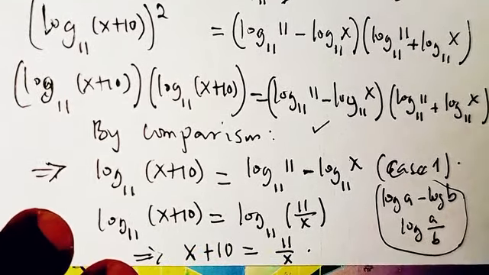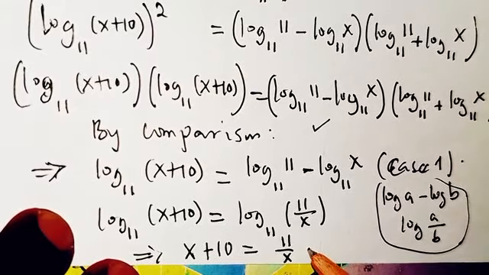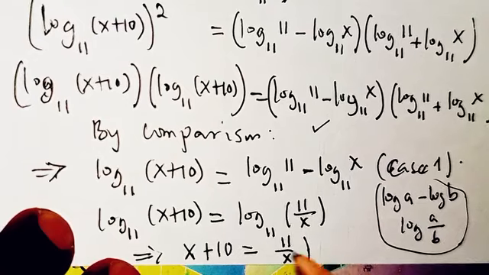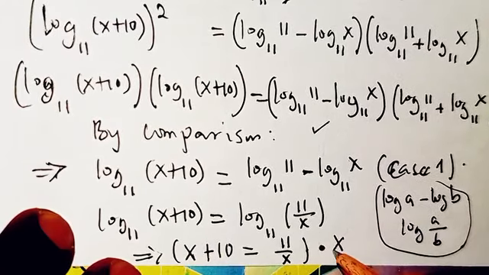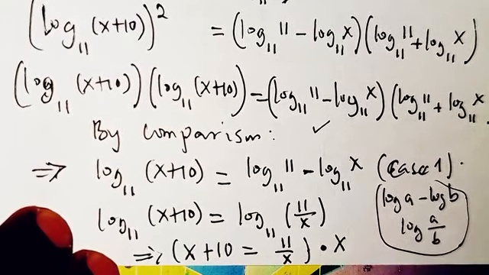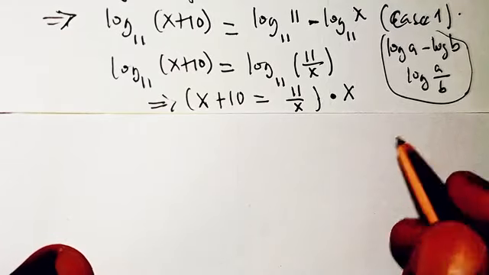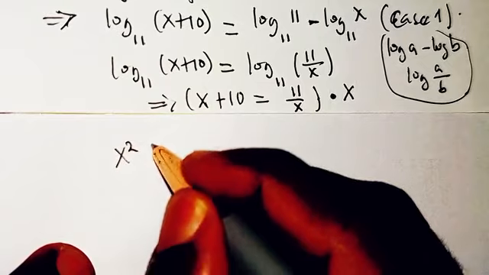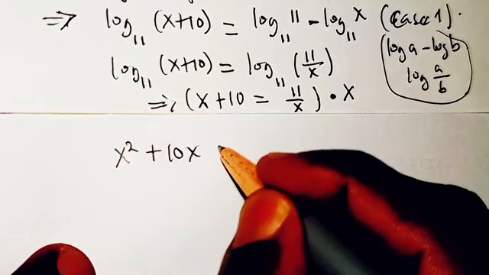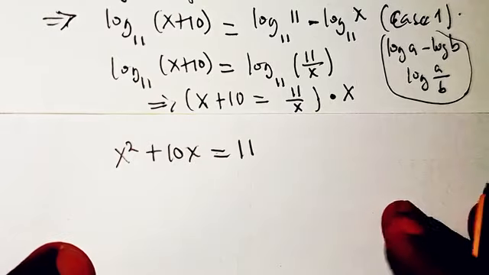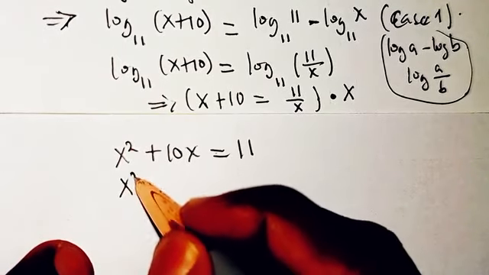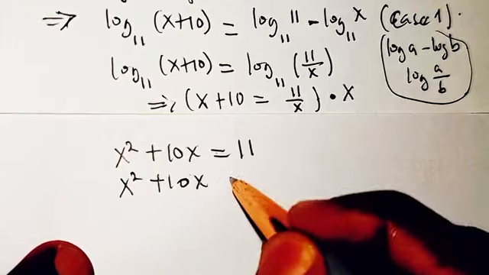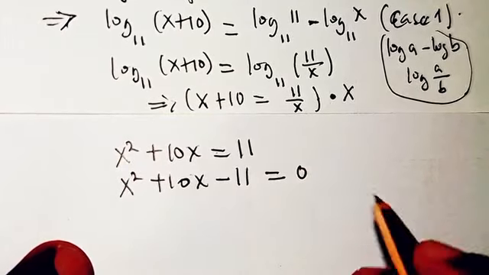So we are going to what? We are going to solve this by multiplying everything by what? By x to clear the fraction, right? So multiplying this by this, we're going to have x squared plus 10x equals 11. So x squared plus 10x minus 11 equals 0.